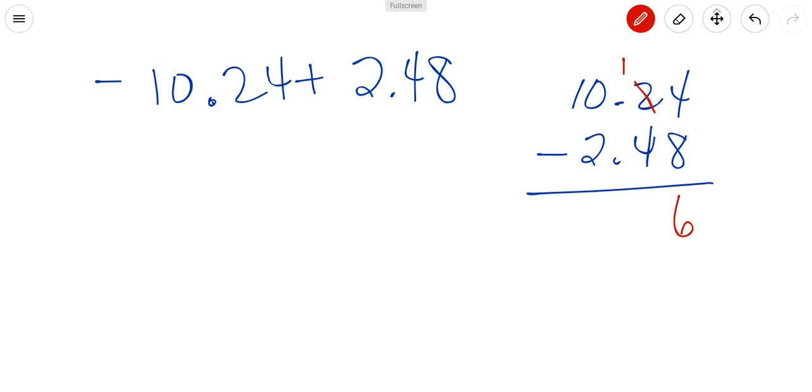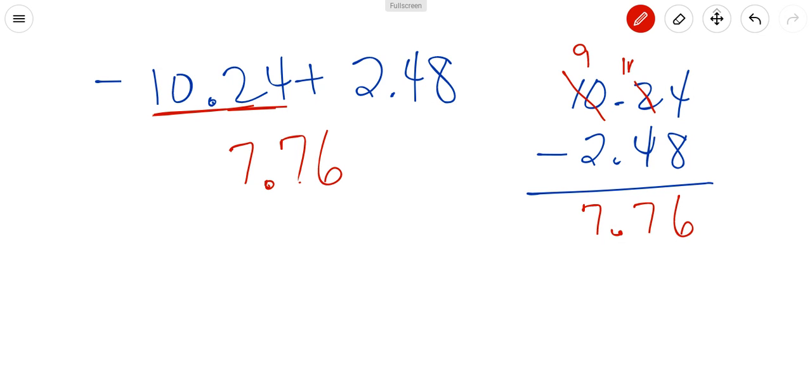I'm going to look at this as a 10, and I'm going to change the whole thing to a 9. And I'm going to give another 1 over here. So now I have 11 minus 4 is 7. And this 10 became a 9. 9 minus 2 is 7. So I have 7.76. And I just need to decide positive or negative. Well, I look at the problem. The bigger number is the 10.24. The part of that is negative. So my answer is negative 7.76.